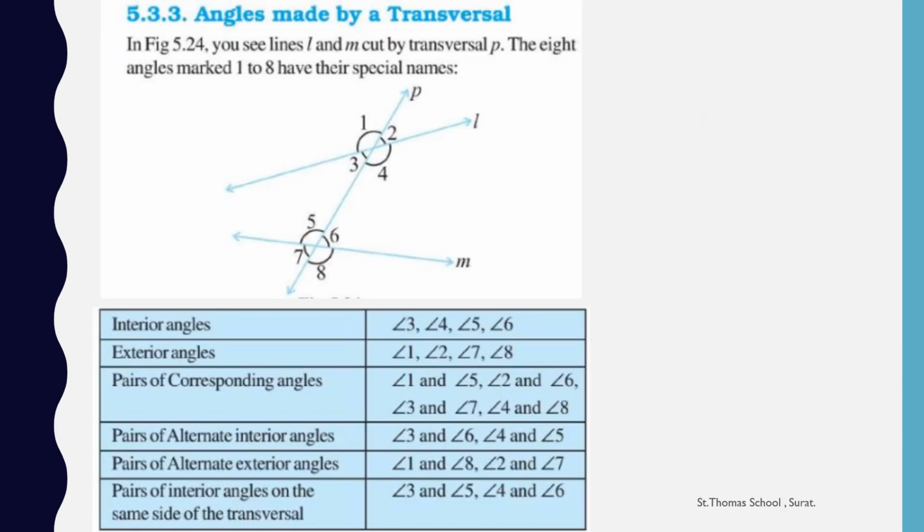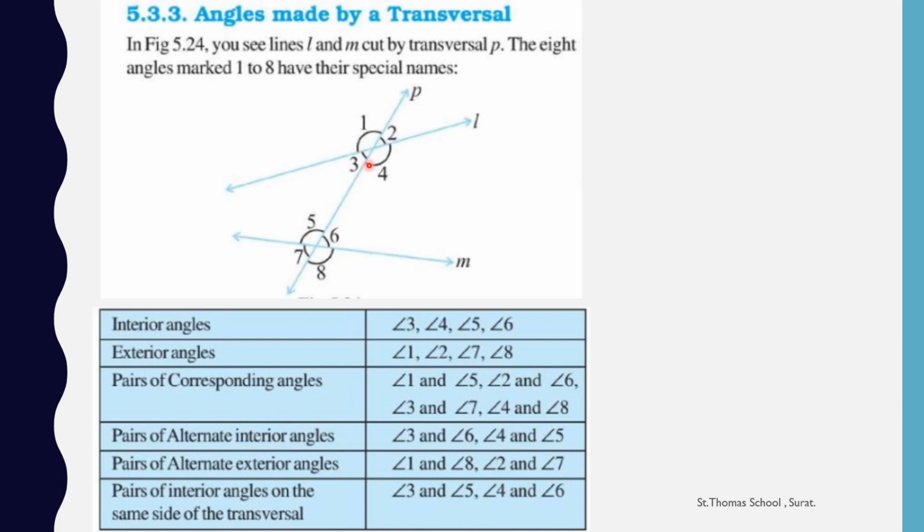Next topic is angles made by a transversal. In the given figure, you see lines L and M cut by a transversal P. The 8 angles marked 1 to 8 have their special names. So already we said a transversal cuts the lines at two different points. At one point, 4 angles are marked, angle 1, 2, 3, 4. At the next point again 4 angles are marked, angle 5, angle 6, angle 7 and 8. That means total how many angles are formed? 8 angles are formed.